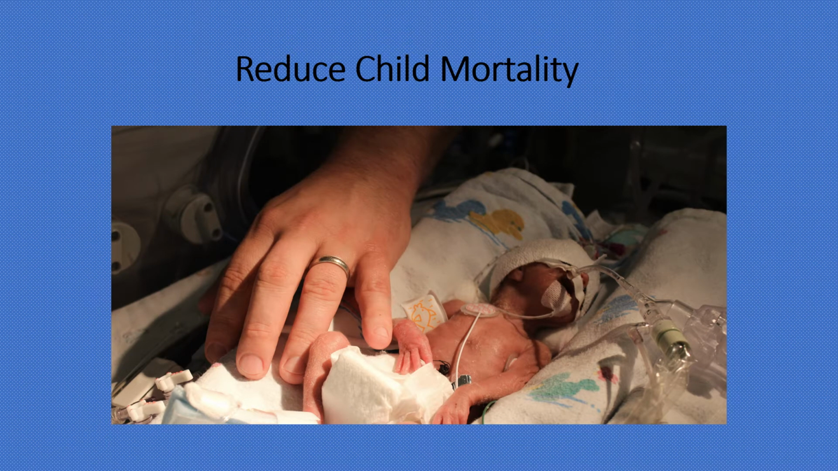Number 4, to reduce child mortality. To reduce the under-5 mortality rate by two-thirds in the period between 1990 and 2015. This refers to the probability of dying between birth and exactly 5 years of age, expressed per 1,000 live births.